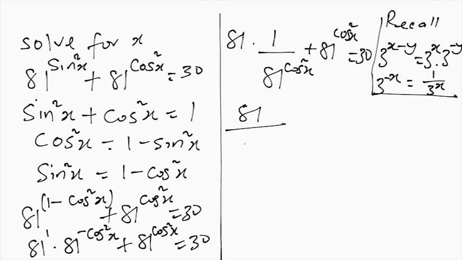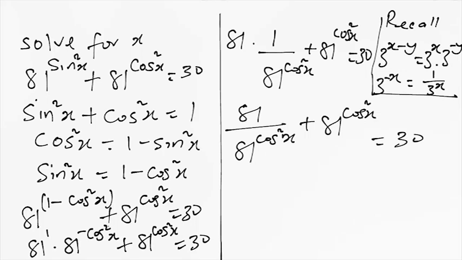Then this becomes 81 divided by 81 raised to the power cos square x, plus 81 raised to the power cos square x, which equals 30.